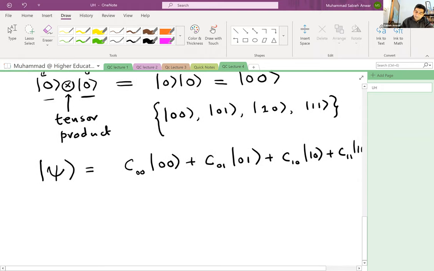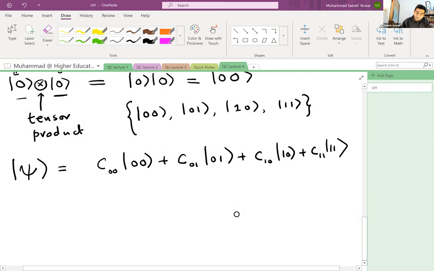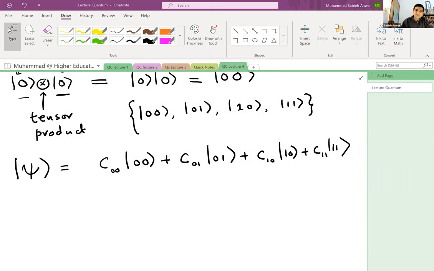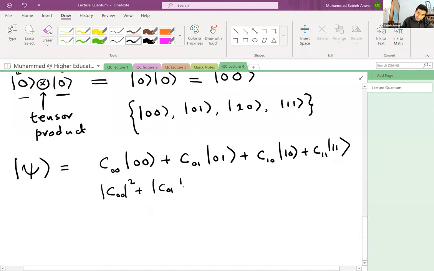All right. Now I also need to constrain this. I need to constrain these coefficients. Remember, all 4 of them are complex coefficients, and the probabilities need to be conserved once again. So I have the condition that |C00|² plus |C01|² plus |C10|² plus |C11|² must be equal to 1.